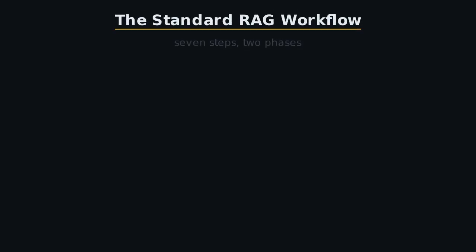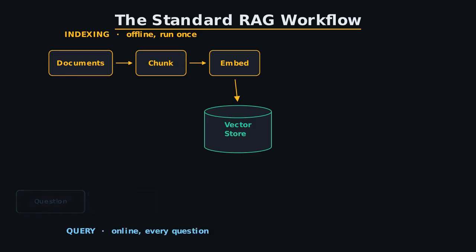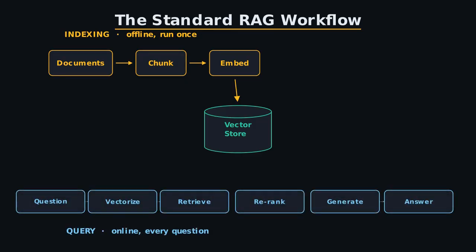In the last lesson, we met the parts. Now let's watch them work as the standard RAG workflow. The first thing to understand is that RAG isn't one pipeline, it's two. An offline indexing pipeline prepares your knowledge ahead of time. You run it once, whenever your documents change. And an online query pipeline runs every single time a user asks a question.